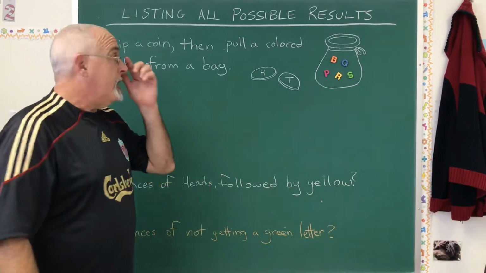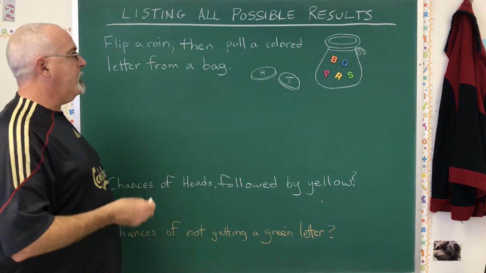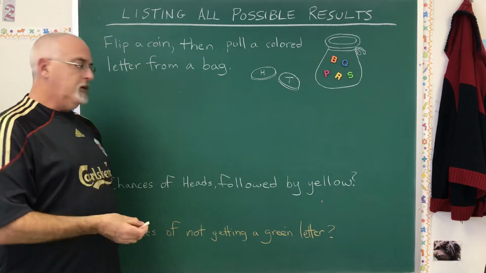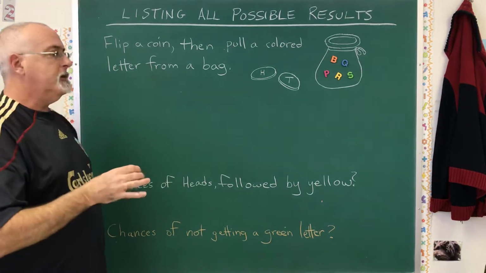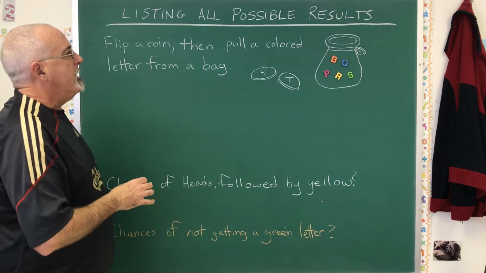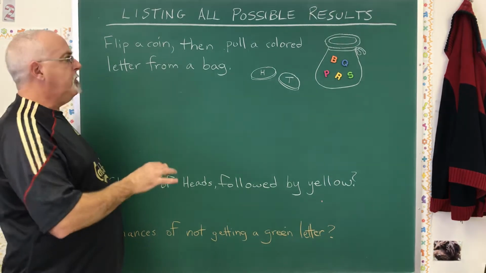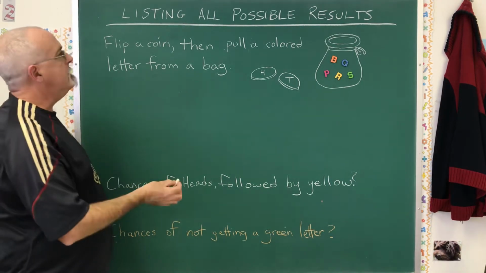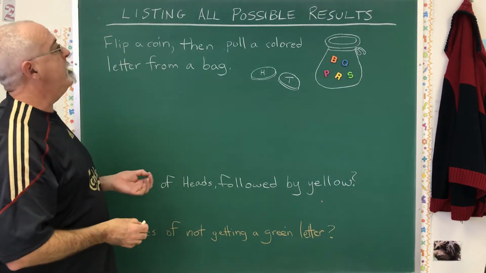Today's Daily Dose of Math is about listing all possible results, which is a method that can be used by a student when they are answering a probability question if the student doesn't want to make a tree diagram. Tree diagrams can get a little bit messy, and some students prefer not to have to draw them, so it's nice that they have another method they're allowed to use to get the answer and justify it.